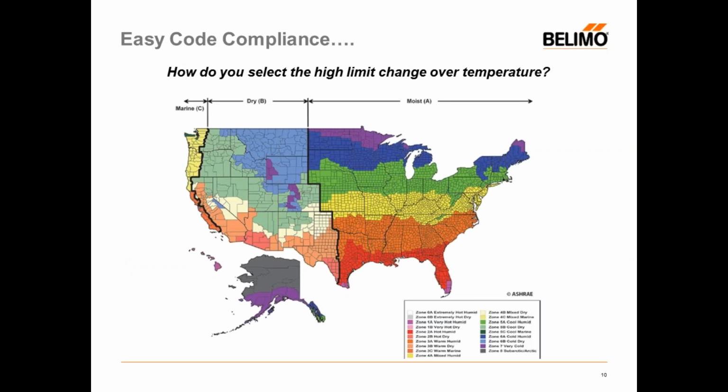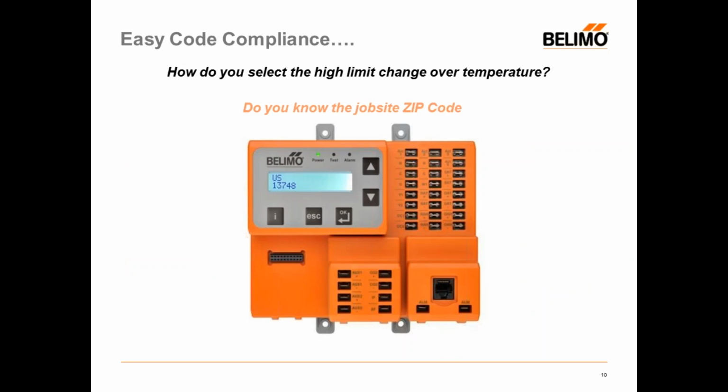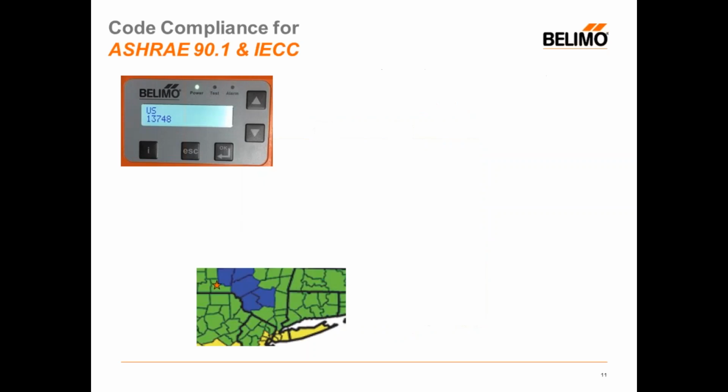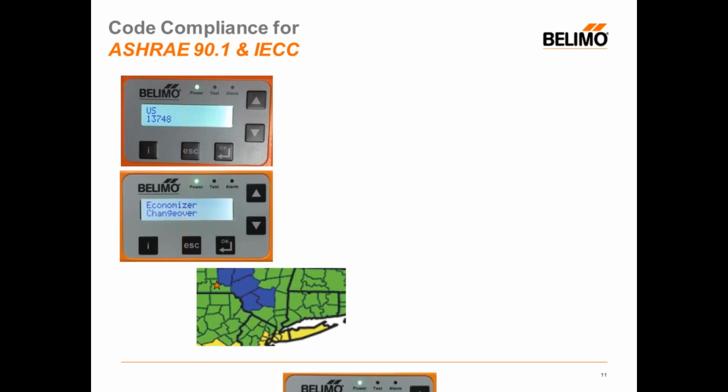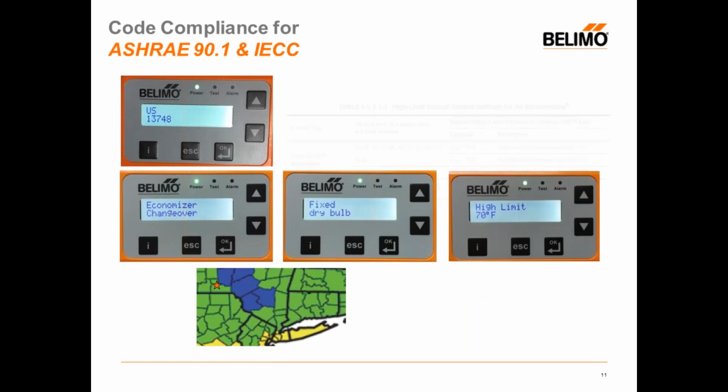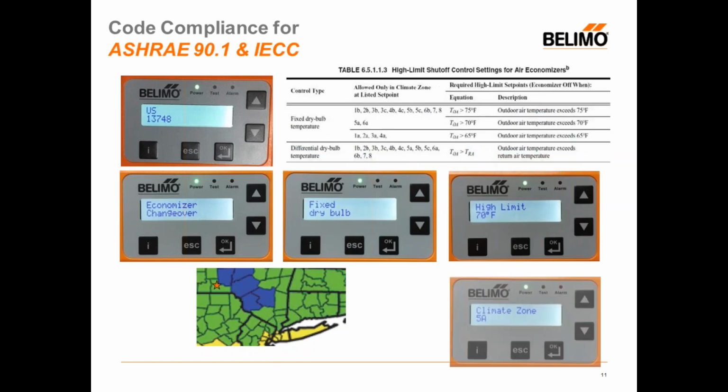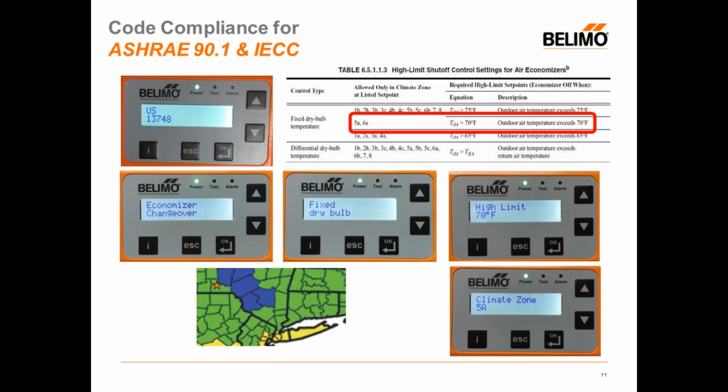So how easy is it to be code compliant? It's as simple as entering the job site zip code. Here we have Binghamton, New York, zip code 13748. Enter the zip code, and depending on the sensor array connected, the economizing strategy is selected, in this case, fixed dry bulb, and the high limit changeover temperature of 70 degrees Fahrenheit is determined by the climate zone 5A requirement.